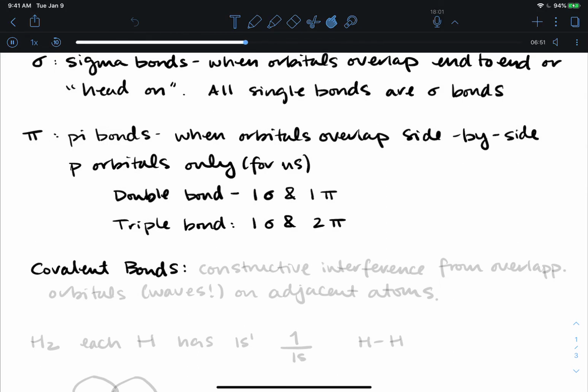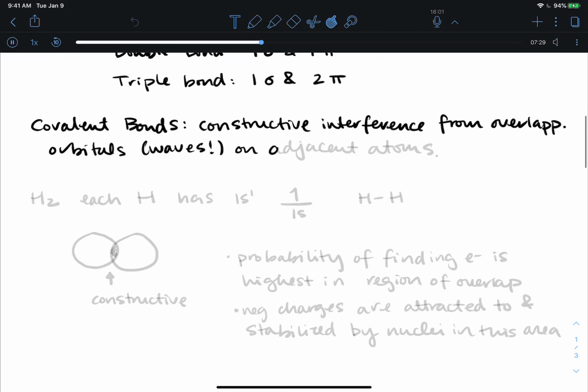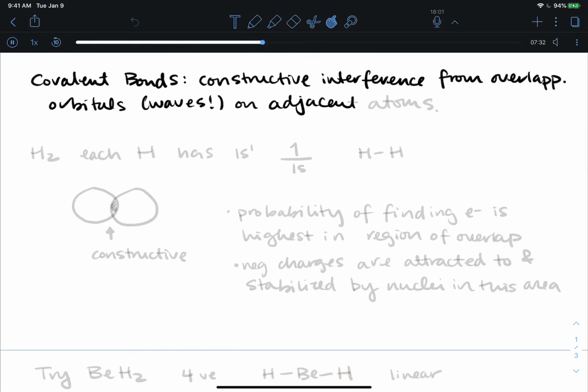So now when we talk about covalent bonds, we're building up this definition that we started with in a much earlier module. Now when we talk about them, we are talking about the constructive interference from overlapping orbitals, which are based in waves, which is how we're getting this constructive interference. And this happens for them on adjacent atoms.